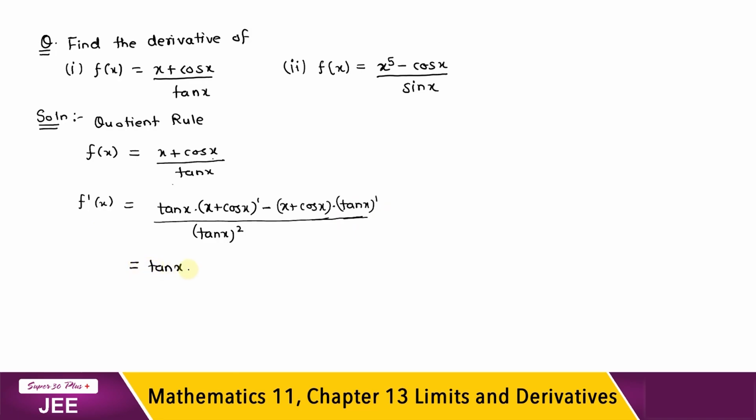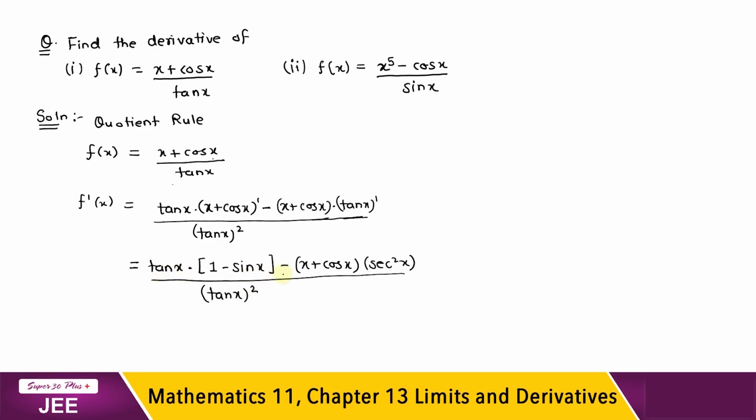We have tan x multiplied by, over here we have two functions, in fact a sum of two functions, so we are going to use the sum rule. So this becomes the derivative of x plus the derivative of cos x. The derivative of x is simply 1 and the derivative of cos x is going to be minus sin x, minus x plus cos x multiplied by the derivative of tan x, which is secant square x, whole divided by tan x whole square. Alright students, so this is it. We have found the derivative of f x using the quotient rule.